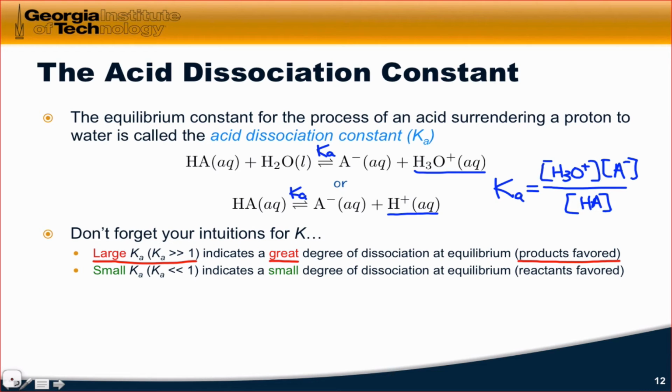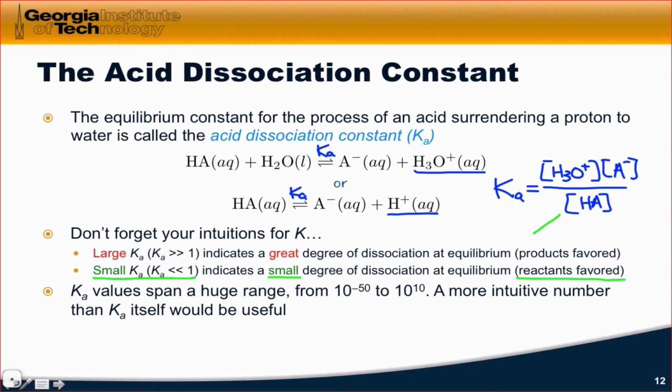If we look at the equilibrium expression, if Ka is large, then at equilibrium the concentration of H3O+ and the concentration of A- will be much greater than the concentration of HA. On the other hand, if the value of K is small, such that it's much less than 1, there's a small degree of dissociation at equilibrium, and the reactants are favored. And again, this is a general idea from the theory of chemical equilibrium. Based on the form of the equilibrium expression, if Ka is much less than 1, then the concentration of HA will be larger than the concentrations of H3O+ and A- at equilibrium.